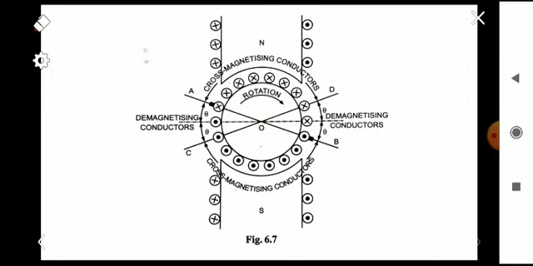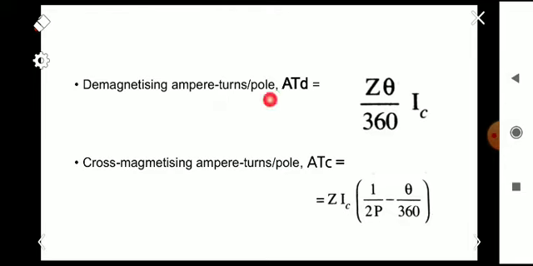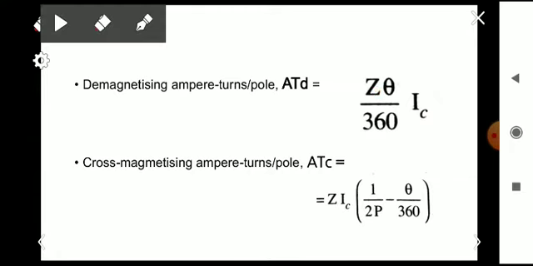The equation for the demagnetizing ampere-turns per pole, ATD, is equal to Z theta divided by 360 into IC, and the cross magnetizing ampere-turns per pole, ATC, will be equal to Z into IC into (1 by 2p minus theta by 360), where the angle theta is in mechanical degrees. It is the actual lead of the brush from the geometrical neutral plane.